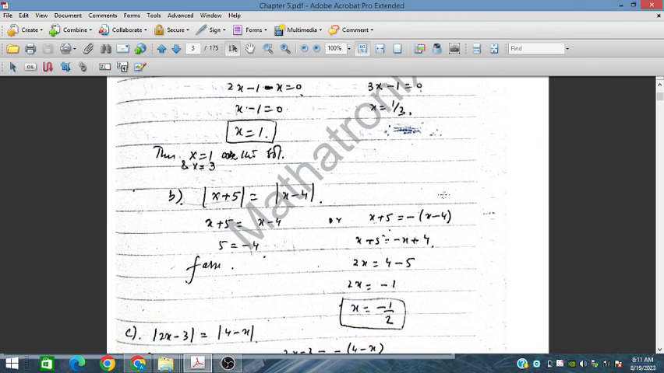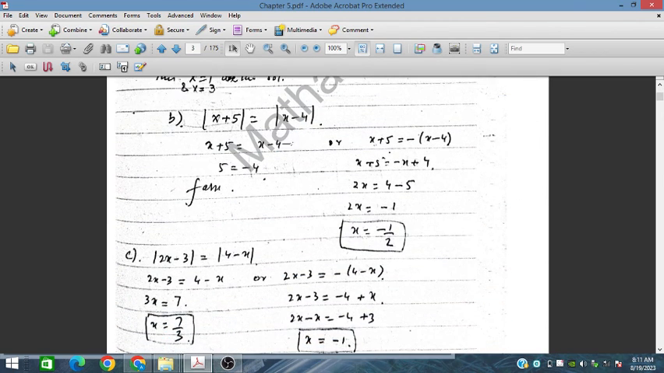Now second part B, |x + 5| = |x - 4|. So x + 5 is equal to x - 4 in a positive sense. When this is negative, then x + 5 is equal to -(x - 4). And on solving the first, we have no solution, because this x will cancel with this one on both sides. So 5 is equal to -4, which is a false condition. So this is not true.